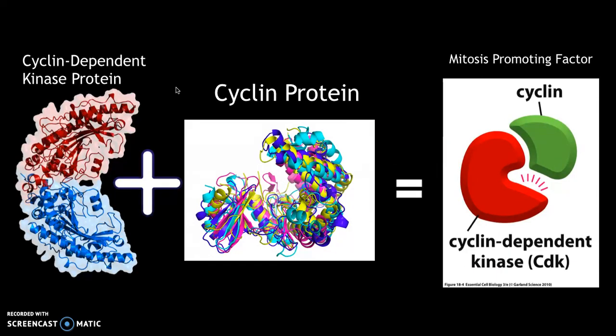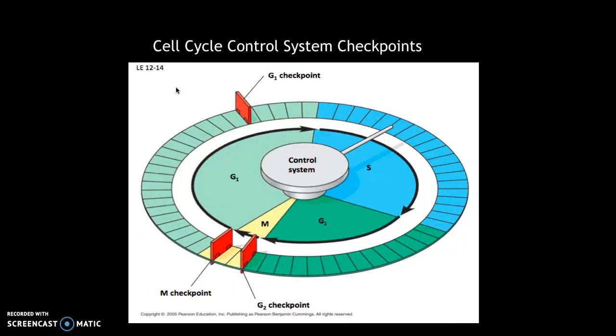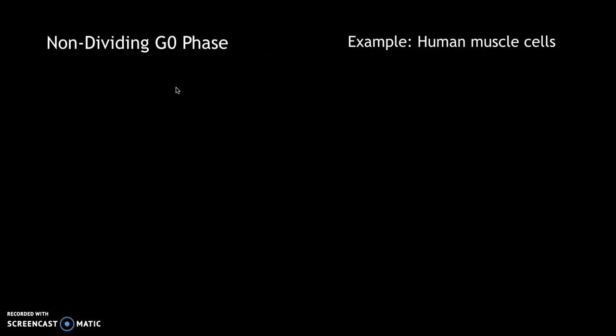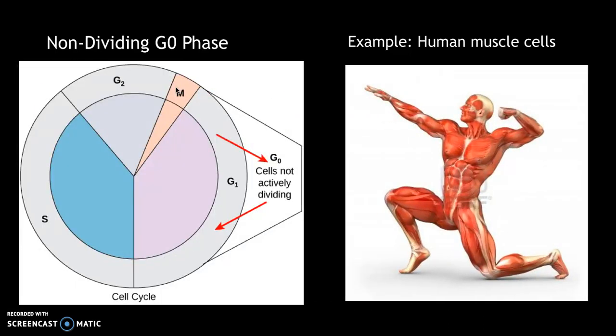MPFs are important in determining a cell's passage through a checkpoint. Also, in the prometaphase stage of mitosis, MPFs help fragment the nucleus and create spindle fibers. At checkpoints, signals evaluate whether crucial cellular processes have occurred. G1 is the hardest to get through. If it does not pass, it may enter the G0 phase, in which the cell never divides. Some human cells, like muscle cells and nerve cells, are always in this phase.